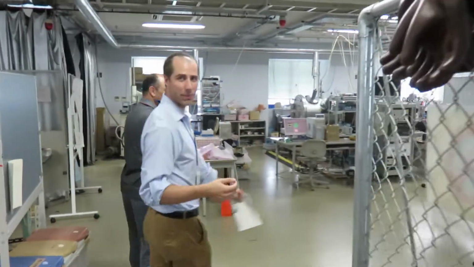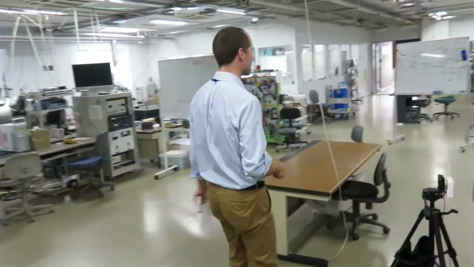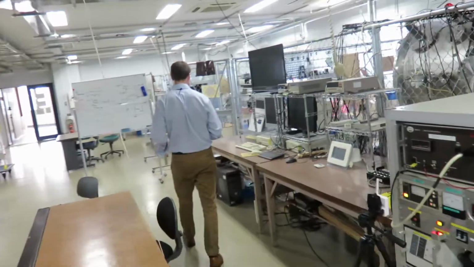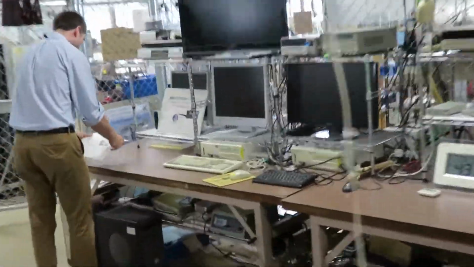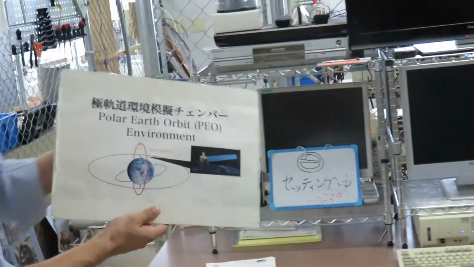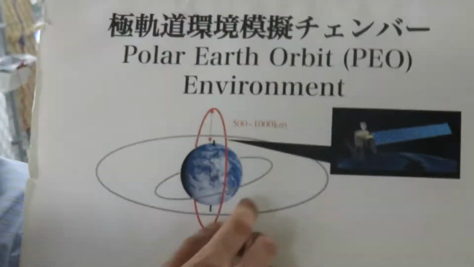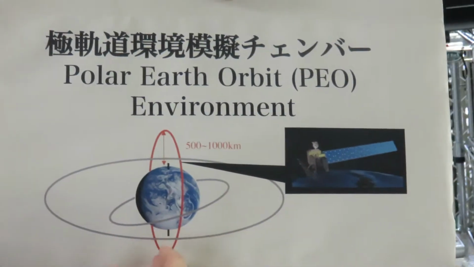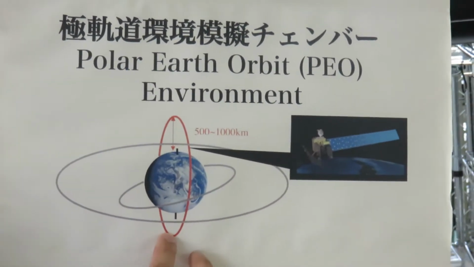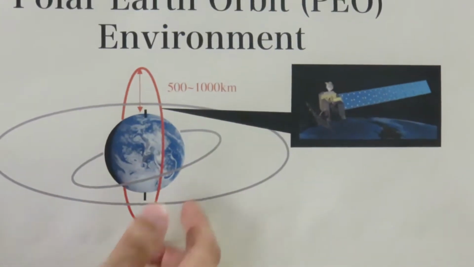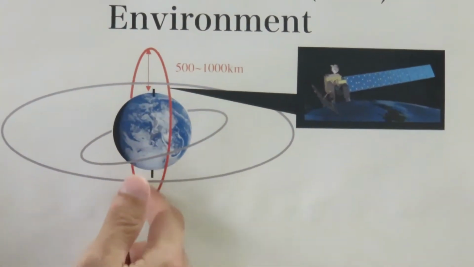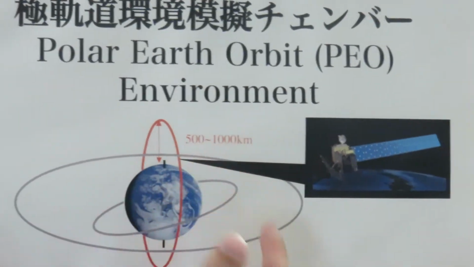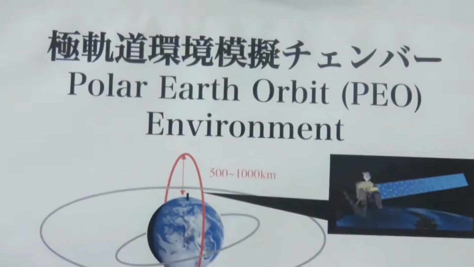So next, let's go over to the PEO chamber, the Polar Earth Orbit chamber. Similarly, we can take a look at the orbital sketch. So before we were talking about this inner orbit, but now we're talking about polar orbit. So polar means that the satellite is generally over the polar regions during its orbit, over the North Pole and South Pole. The altitude is generally between 500 and 1,000 kilometers.